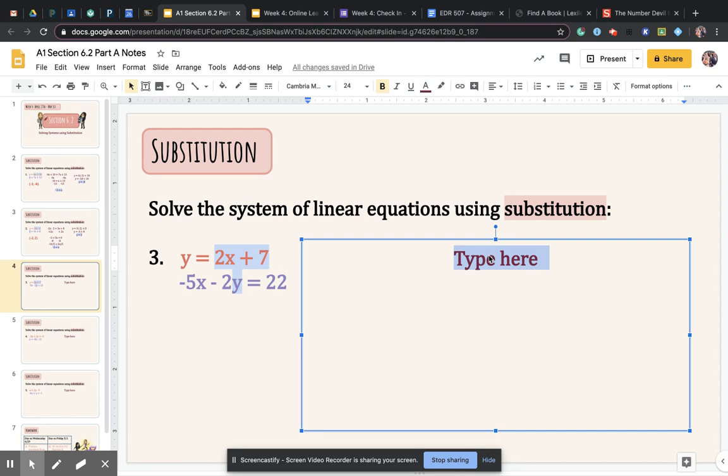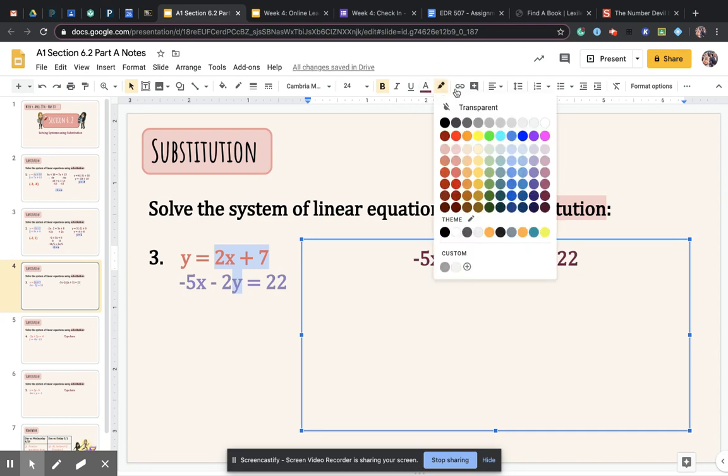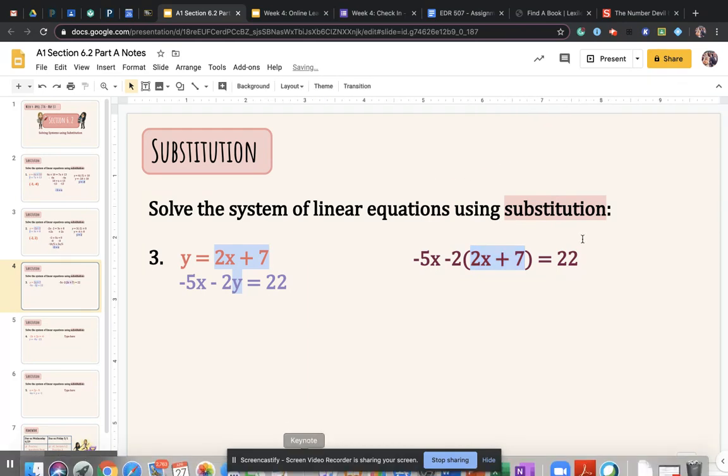So I'm going to have my negative 5x minus 2, and then times, we're going to put it in parentheses, and then we're going to plug in what y equals. And y was equal to 2x plus 7. And then equals 22 comes over. So we just plugged this in for y.